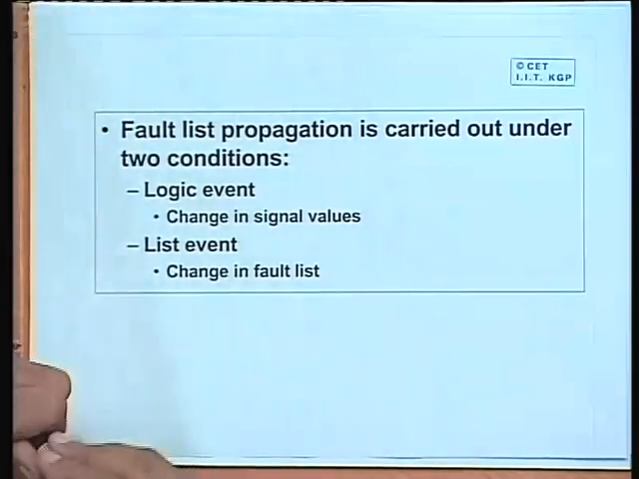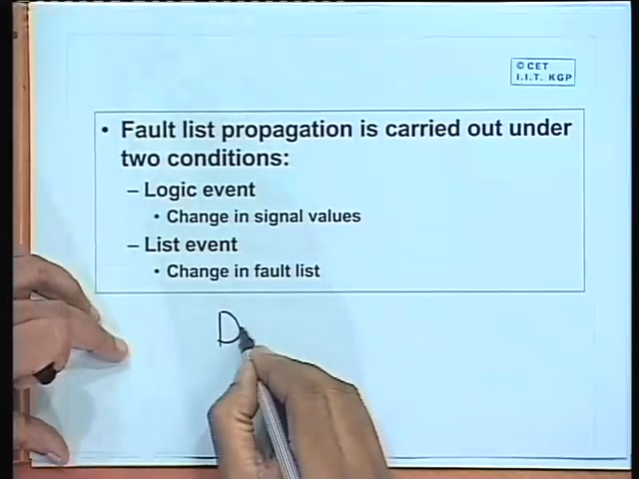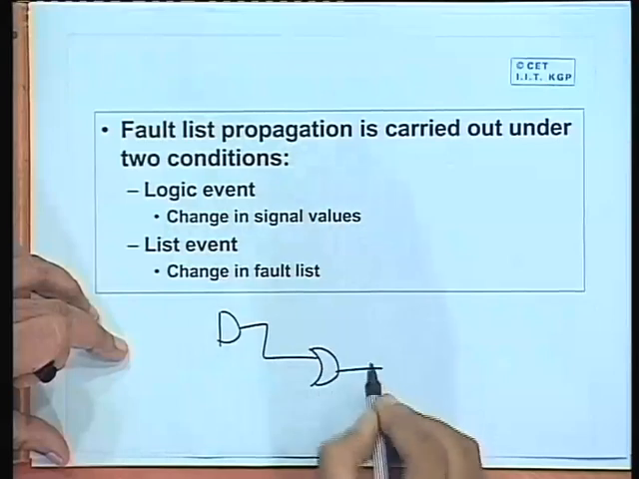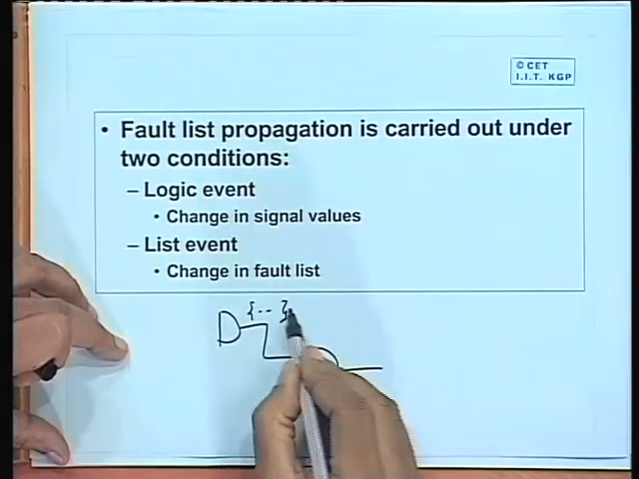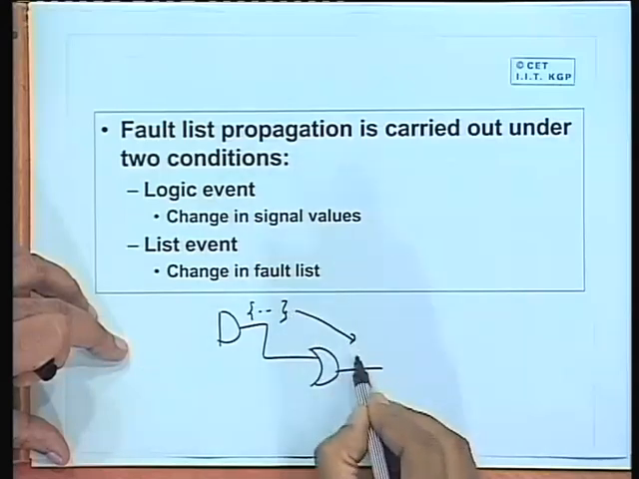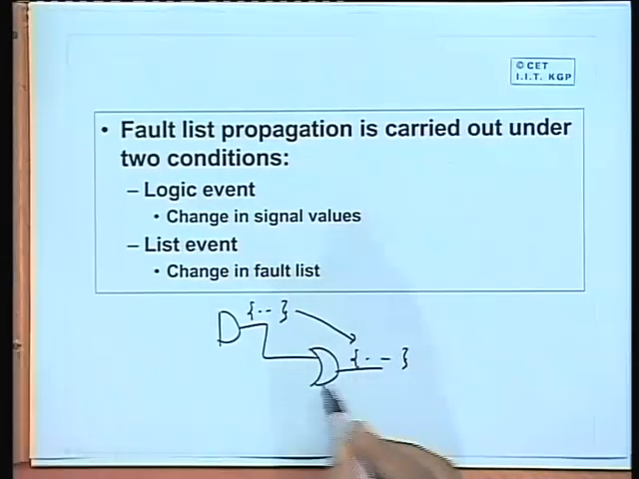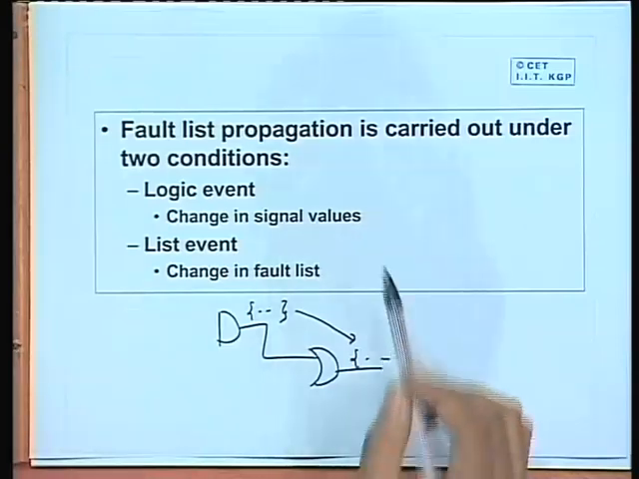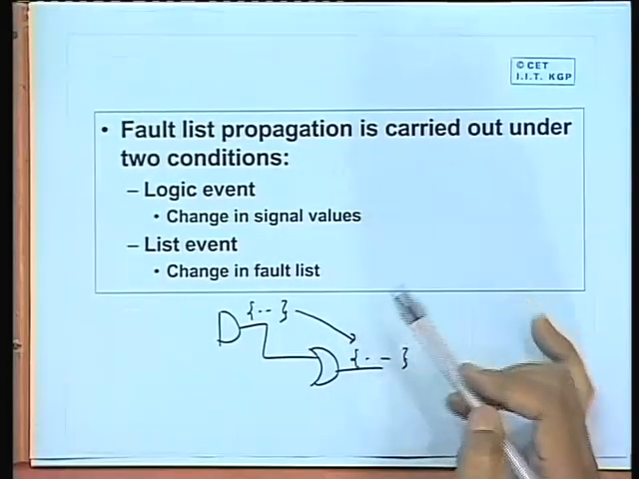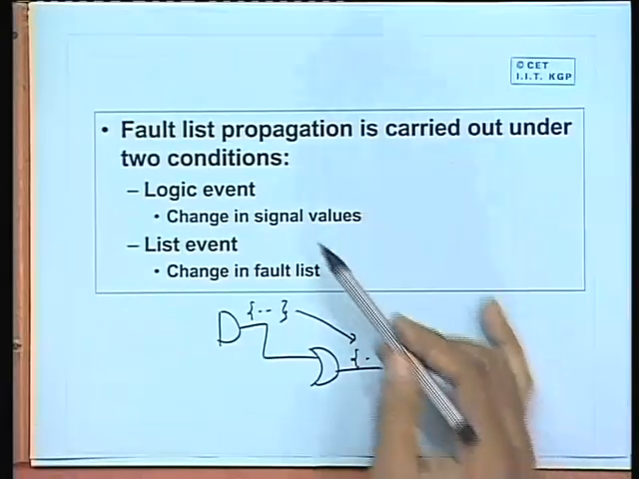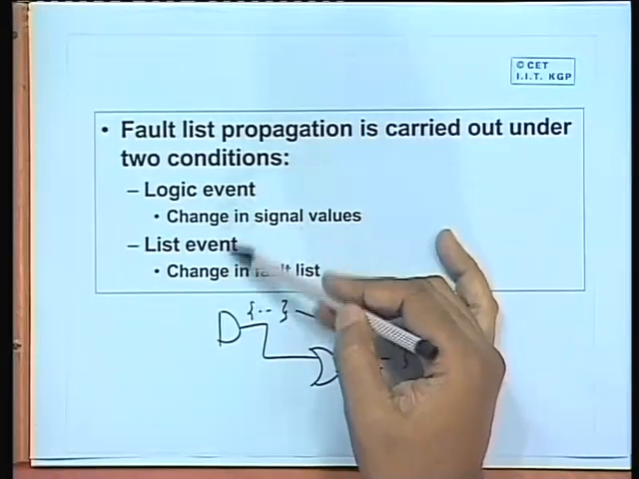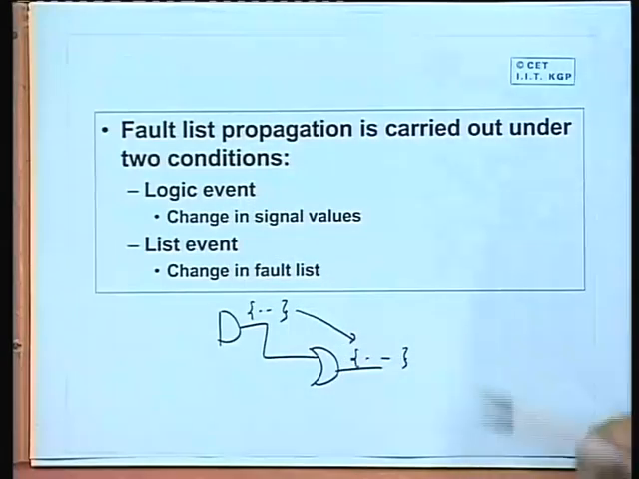Fault list propagation means you can have the output of a gate feeding some other gate. Okay. So, you have a fault list out here. This fault list may be propagated to the output of the next gate with some modification. There are some rules. Now, a fault list will get propagated provided one of these two conditions occur.